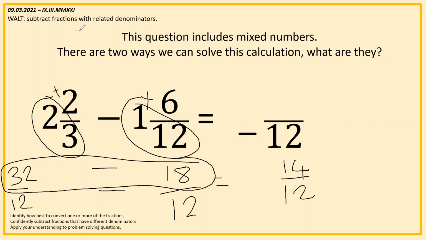Now we again need to change this into a mixed number. So 12 into 14, you've got 1 whole and you've got 2 left over. So 1 and 2/12. So we've got the same answer there, but we have calculated it in 2 different ways.